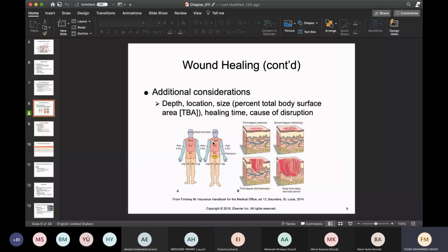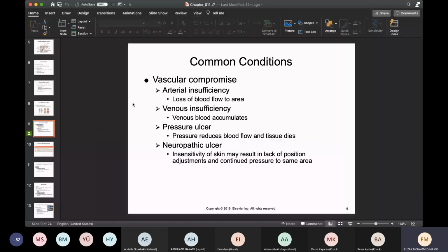What else is disrupted? Aside from the damage that's there, what other types of tissues are involved? All of that will determine how well the patient will recover. All right, in terms of vascular compromise, first of all, there could be arterial insufficiency. As the name implies, this is not enough oxygenated blood being delivered to a specific tissue by way of the arteries.